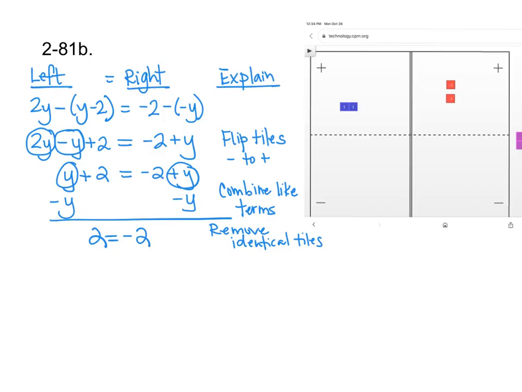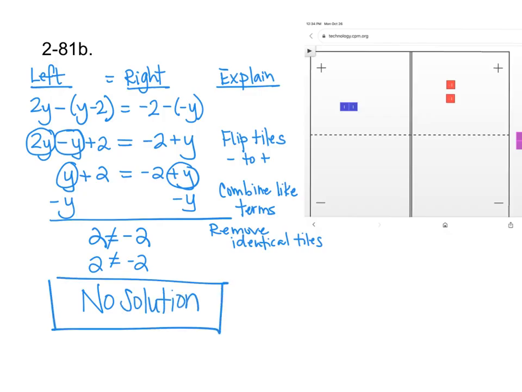Well, that's an incorrect statement. 2 is not equal to negative 2. And I do not have any y tiles left. So this is an example of an equation where there is no solution. So in other words, there is no number that I can substitute in for y, where the left side of the equation will equal the right side of the equation. So again, the answer to 2-81b is no solution.